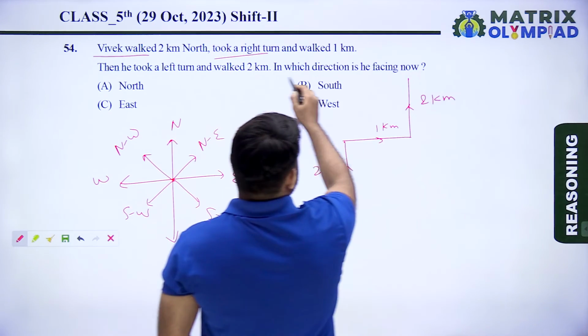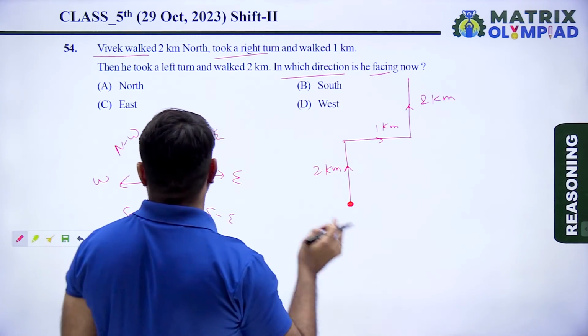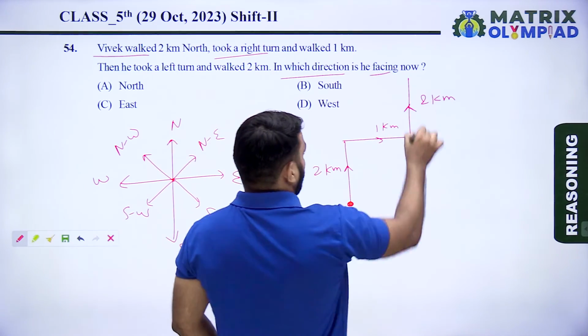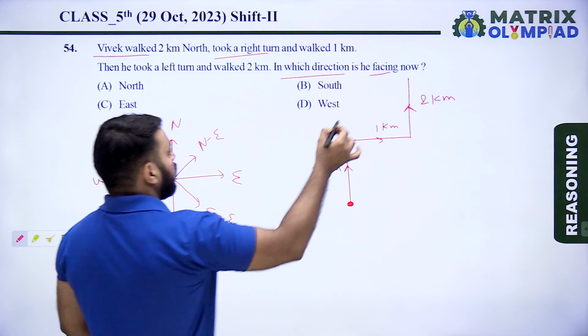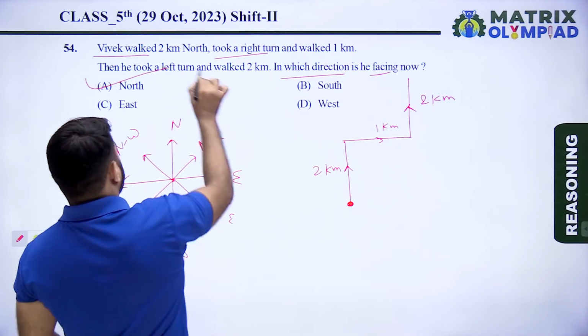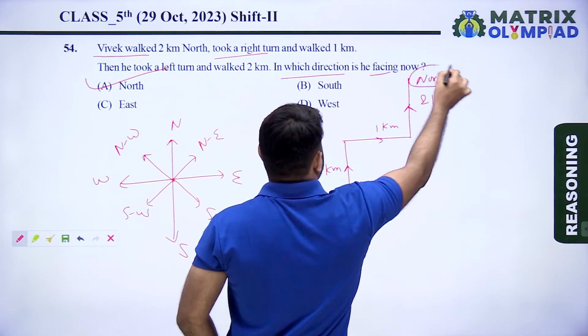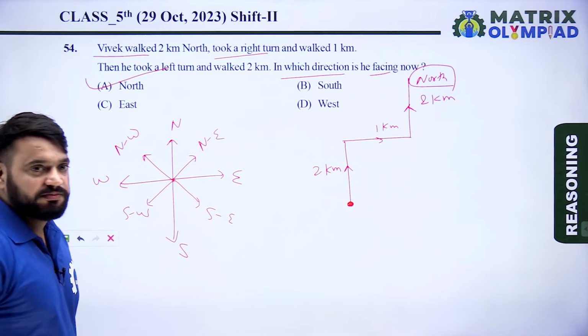In which direction is he facing now? So find the final facing of Vivek. So the final facing of Vivek is in the north direction. So the answer is option A. So the answer of the question is north. So it means option A is the correct answer of this question.